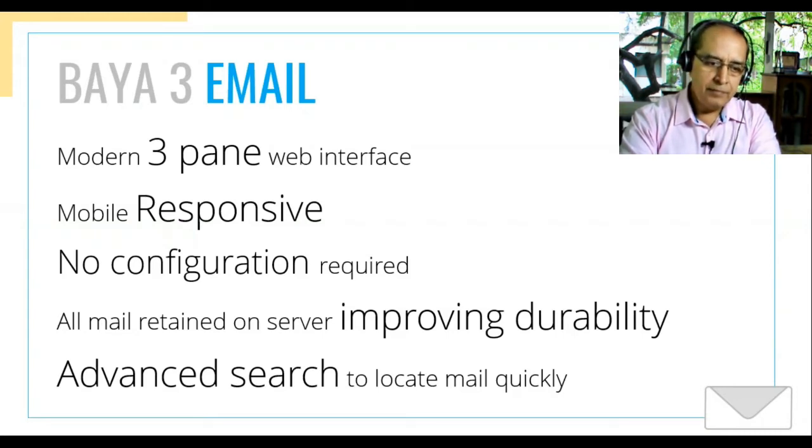First, it's a web client we're talking about. The web client has a modern 3-pane web interface, which means that the user has to do less switching and fewer windows are open to see and work with email. So you can quickly browse through email, mark them read, delete them, tag them, flag them, and if required even respond to them on the spot.